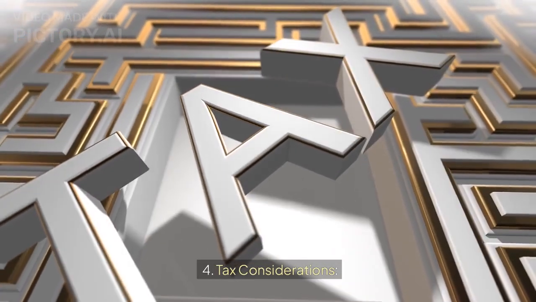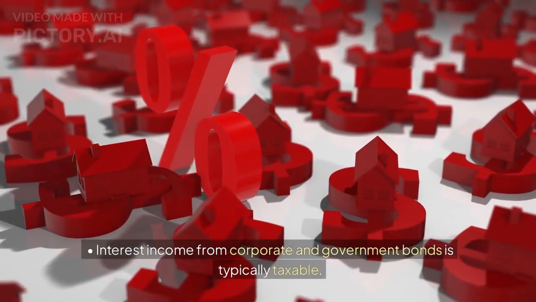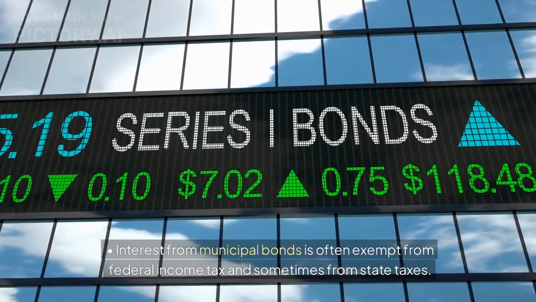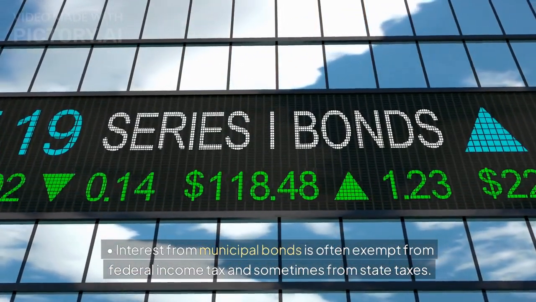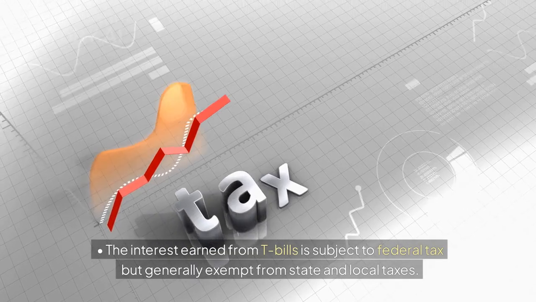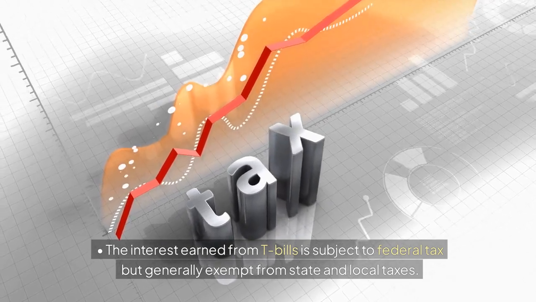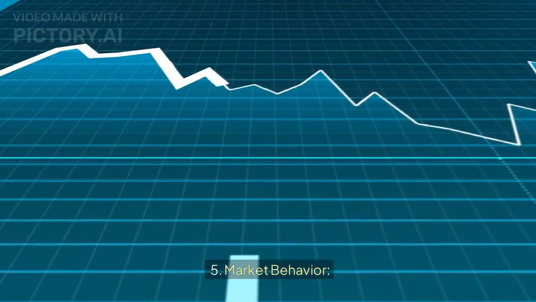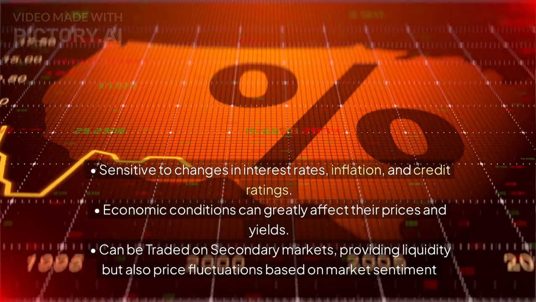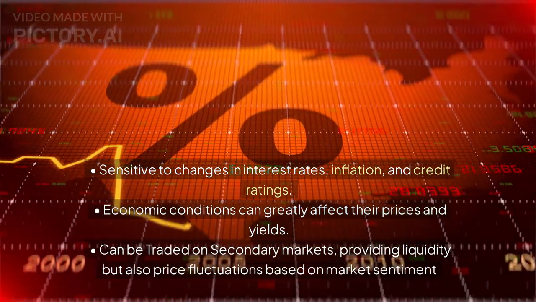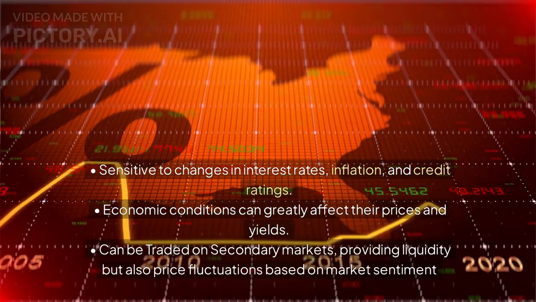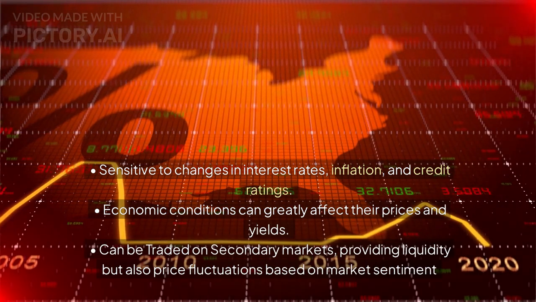4. Tax considerations. Bonds. Interest income from corporate and government bonds is typically taxable. Interest from municipal bonds is often exempt from federal income tax and sometimes from state taxes. 2. Bills. The interest earned from T-bills is subject to federal tax but generally exempt from state and local taxes. 5. Market behavior. Bonds. Sensitive to changes in interest rates, inflation, and credit ratings. Economic conditions can greatly affect their prices and yields. Can be traded on secondary markets, providing liquidity but also price fluctuations based on market sentiment.